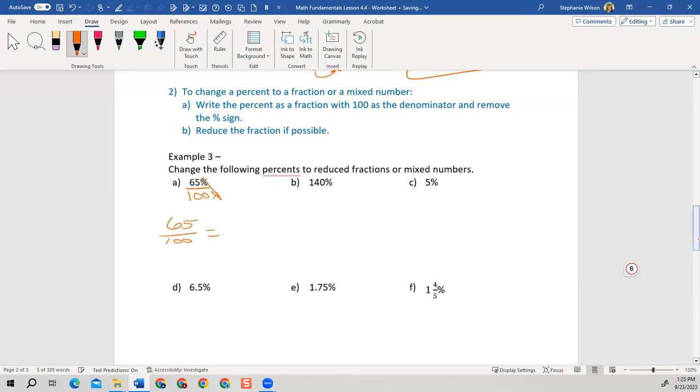Which reduces by 5 for sure, right? So 65 divided by 5 is 13. So 13 times 5 gives me 65. And then the 100 divided by 5 is 20. So that means 5 times 20 gives me 100. So we're going to reduce by our 5s and that leaves me 13 twentieths. And this is my fraction.